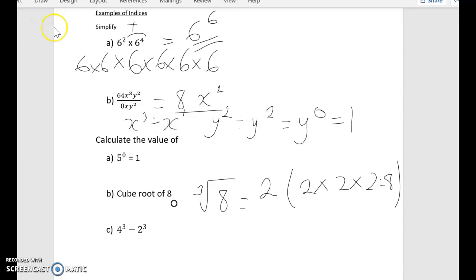Finally, we've got this question here. We have to find the value. The answer of that is 2. Here we have to find the value of this.